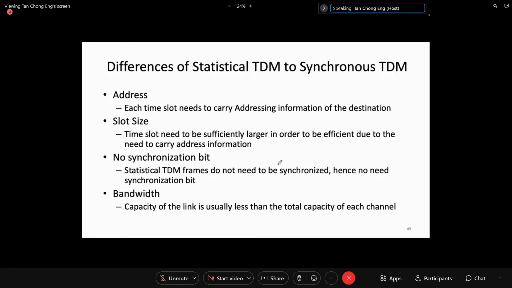And under statistical, there's no synchronization bit because it is not synchronized. And of course, bandwidth is actually less. Why? You need to carry the overhead, the address information. That's why the bandwidth that you can offer for each channel is actually less.